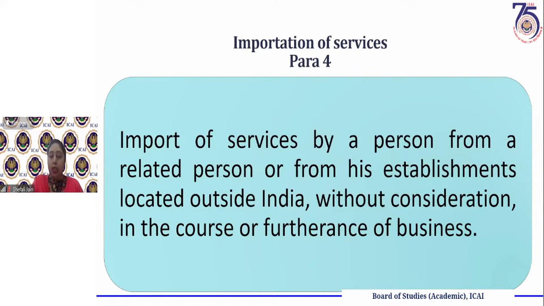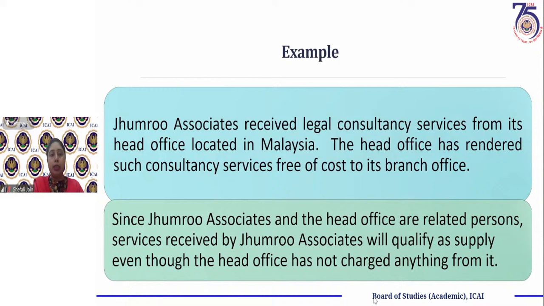Let us consider an example. You will be able to understand it better. Jhumru Associates received legal consultancy services from its head office located in Malaysia. It is an establishment of Jhumru Associates outside India. The head office has rendered such services free of cost. Since Jhumru Associates and the head office are related persons, the services received by Jhumru from its head office will be considered as supply, even though the head office has not charged anything from Jhumru, because it is by virtue of para 4 that they have been deemed as supply.